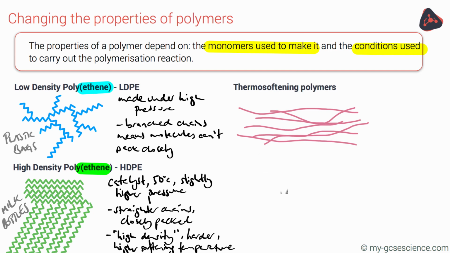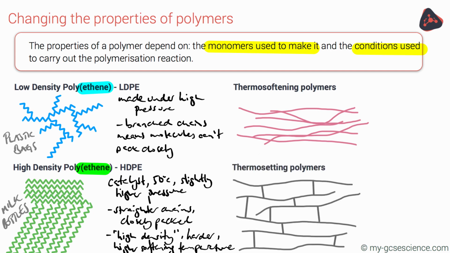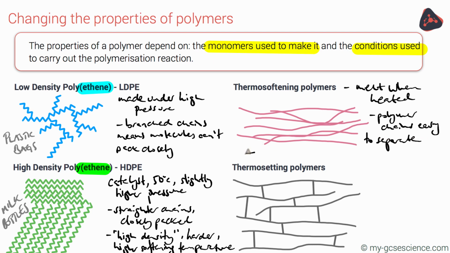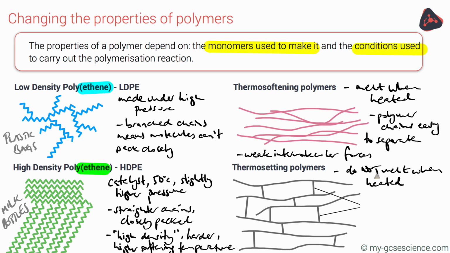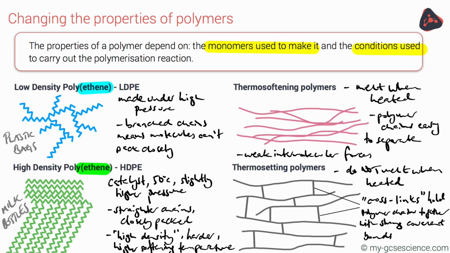You also need to know about the difference between thermosoftening polymers and thermosetting polymers. Thermosoftening polymers melt when heated, and this is because the polymer chains are easy to separate because they have weak intermolecular forces that hold the chains together. But thermosetting polymers don't melt when heated, and this is because there are strong covalent bonds called crosslinks which hold the polymer chains together. This makes thermosetting polymers very, very heat resistant, making them useful for the plastics used for plug sockets in the walls, for example.